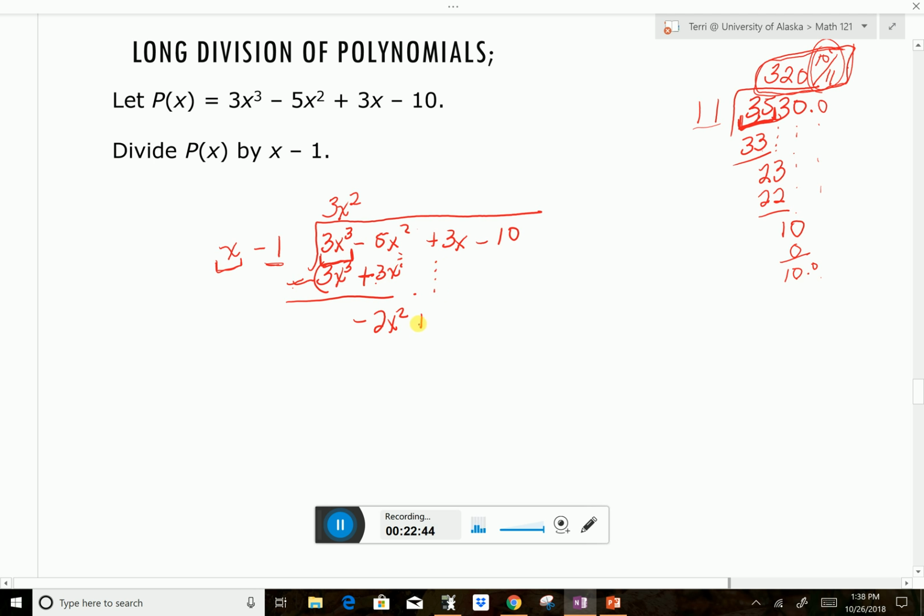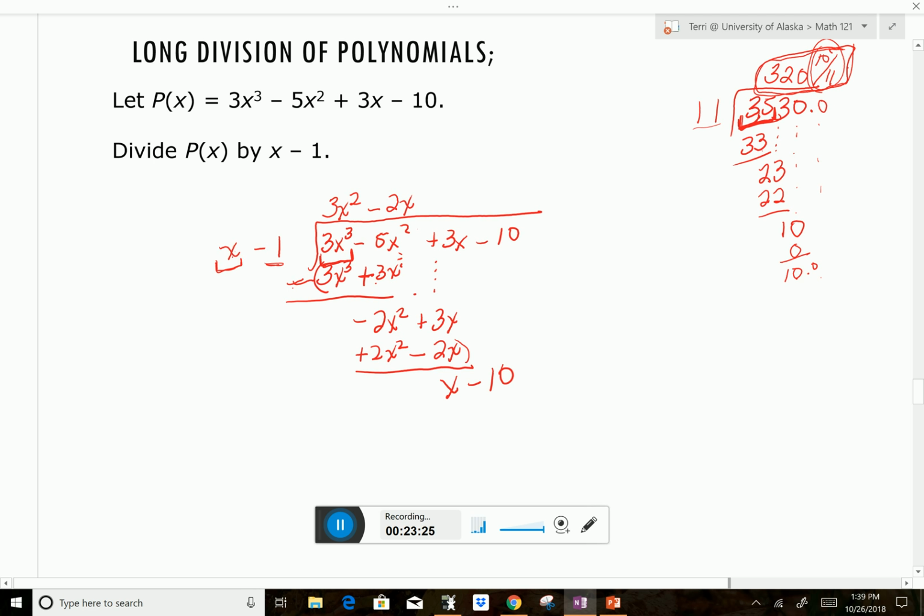And just like in regular division, we bring down the next one. So now we look at negative 2x squared, and how many times we need x to go into that. We need minus 2x. Negative 2x times x is negative 2x squared. Negative 2x times negative 1 is positive 2x. Again, we're going to subtract what's inside these parentheses, so we just change the signs. This goes to 0. 3x minus 2x is x, minus 10.